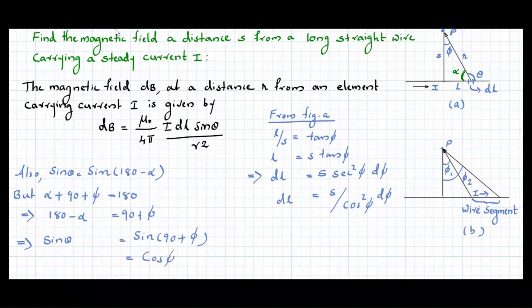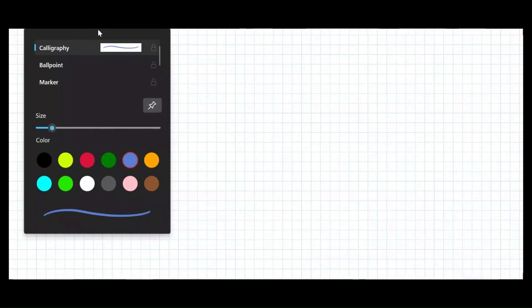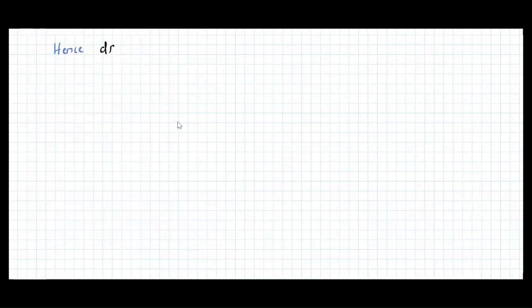Also, to determine dB, we need to evaluate what is the expression for 1 by r square. Again, look into the triangle. We have s by r equal to cos phi. Therefore, 1 by r square is equal to cos square phi by s square. Now we have the value for dl, sin theta, and 1 by r square. Now substitute the values of dl, sin theta, and 1 by r square in the equation.